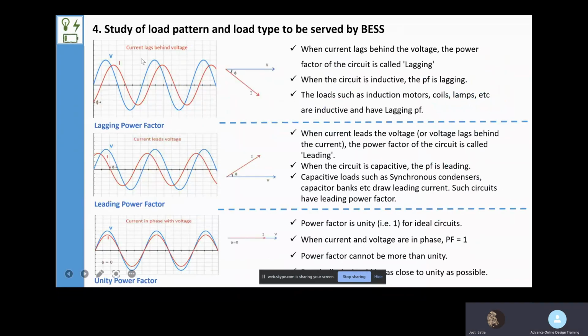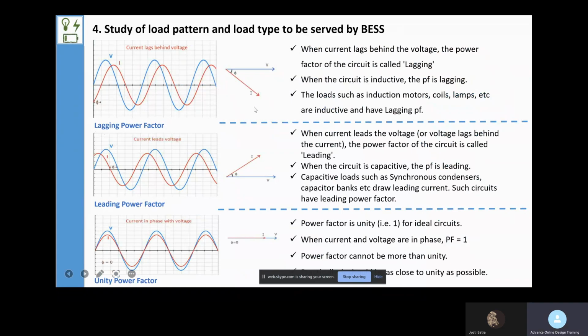Now, if you look at the observations for lagging power factor, leading power factor and unity power factor, what the pictorial presentation is and what exact graph it shows. So first, lagging power factor. What does it mean actually? When it's a lagging power factor, current lags and voltage leads.